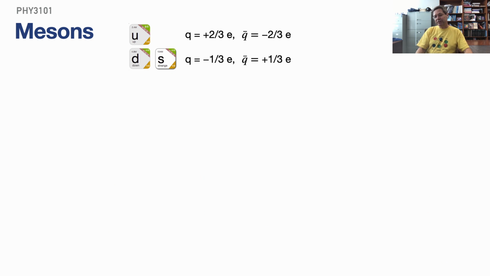Now, a meson is a bound state of a quark and an antiquark, right? And so they're integer spin, not half-integer spin. And here I list that, of course, the up-type quark has charge +2/3 e, the down-type or strange-type -1/3 e, but the antiquarks have the negative of that charge. So -2/3 e for the anti-up, and +1/3 e for the anti-down and anti-strange.